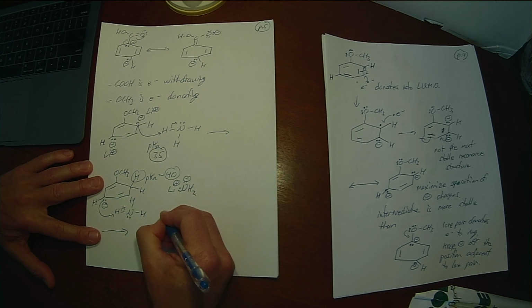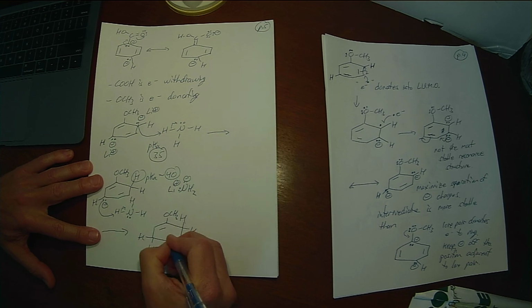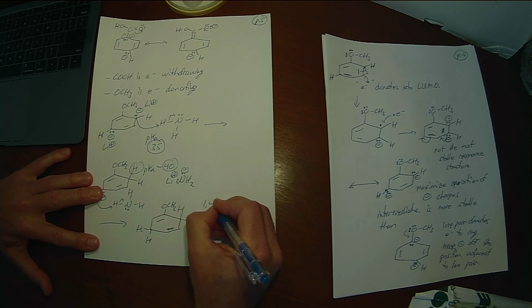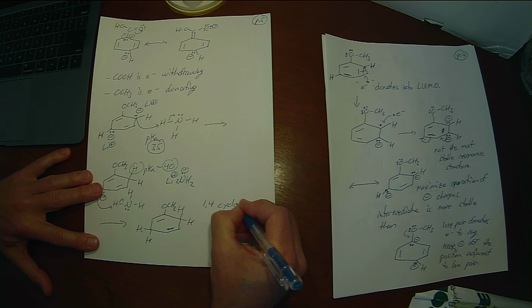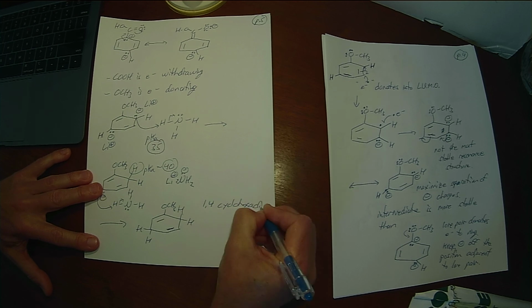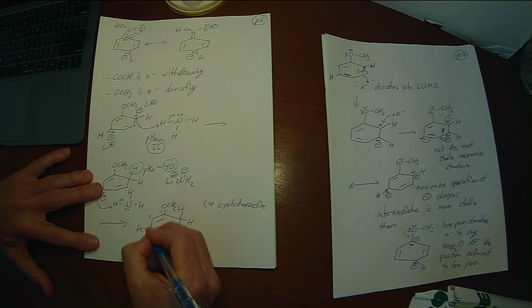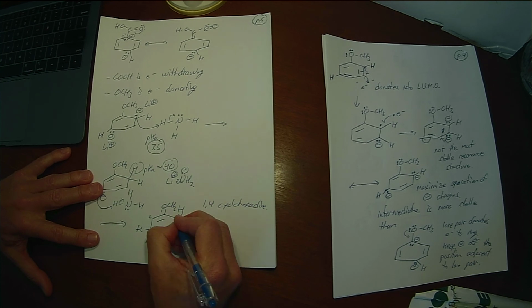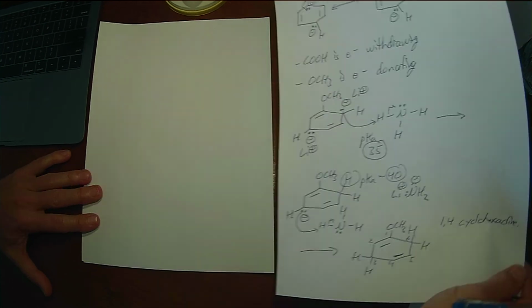Which is the cyclohexadienes. This is a 1,4-cyclohexadiene. If we number it like this, the double bonds start at carbon 1 and carbon 4. So that's the Birch reduction.